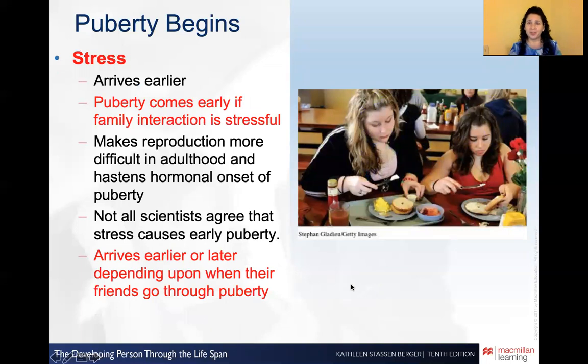Stress can actually be a factor when it comes to when your kids do or don't start puberty. So puberty comes early if your child is experiencing something at home that is stressful. So if mom and dad are going through divorce, a breakup, or there's just yelling in the home, or there's instability in the home, moving around, all of these things can alter the time that they would normally go through puberty.